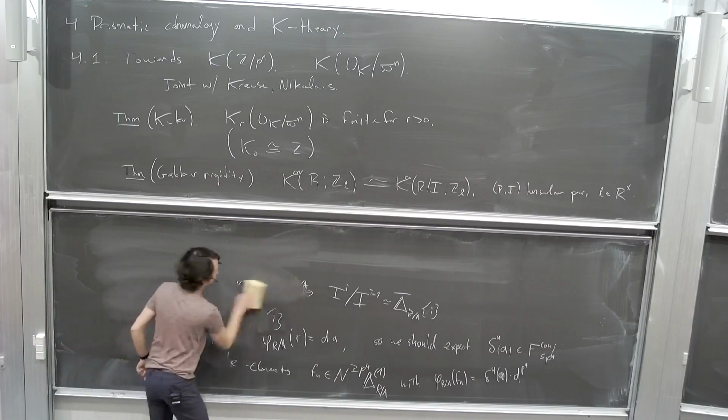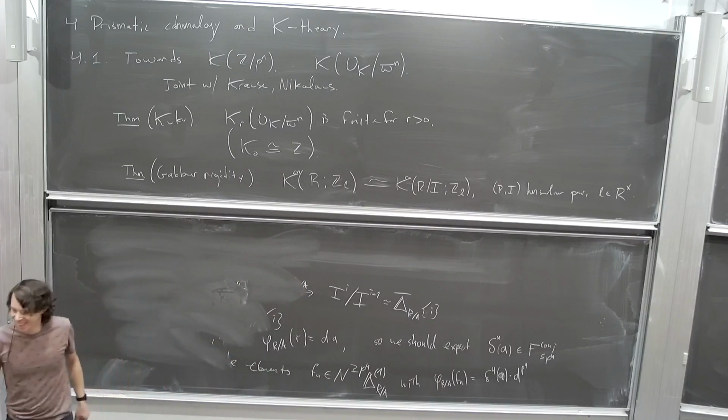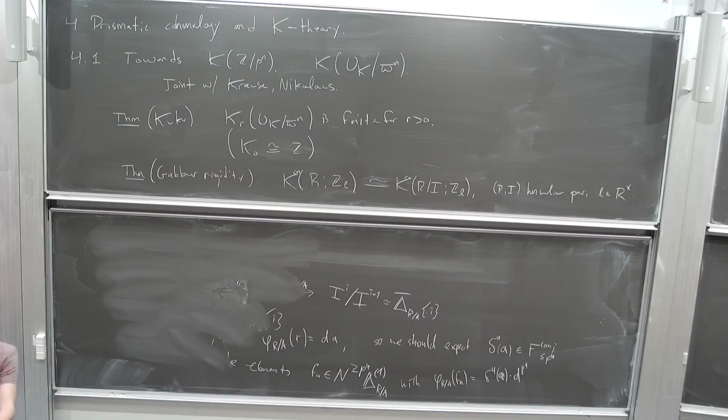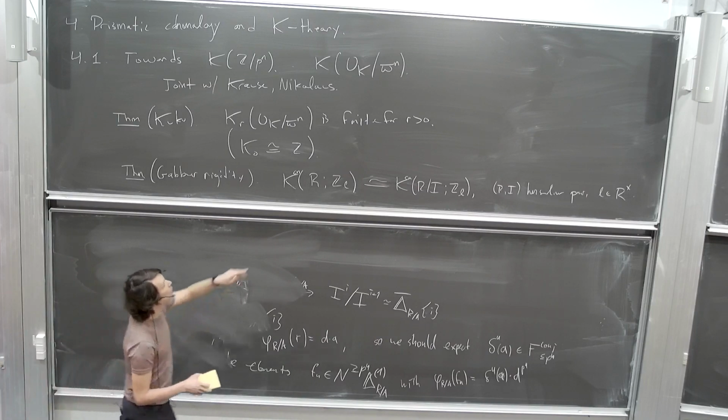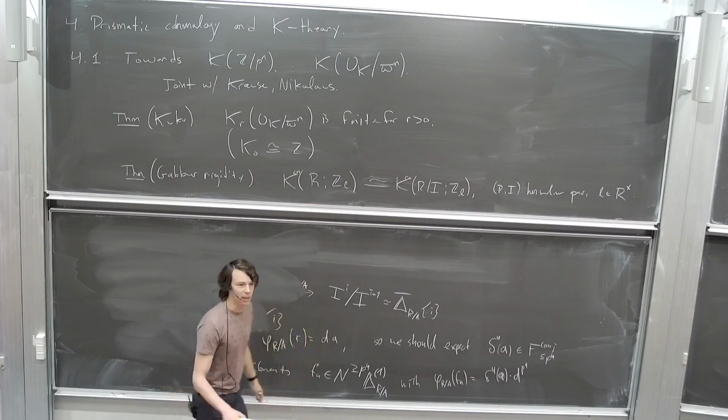Yes, please? Excuse me? I was busy catching this. Well, quasi-excellent, gosh. Yes, it's a finite type over ZP. In the statement of Gabor rigidity, God. Okay, yeah, I don't think so, yeah.